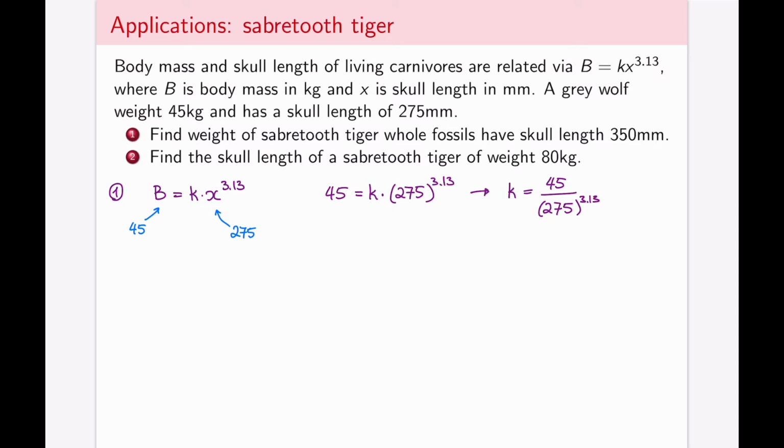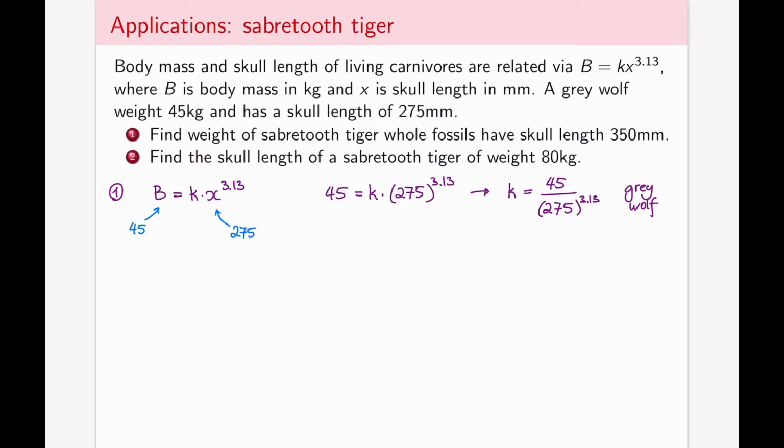So this is my value for k. Again, feel free to plug it into the calculator in order to actually figure this out. So this came from the gray wolf data. So now what about the saber-toothed tiger? For the saber-toothed tiger, I am looking at the exact same allometric relationship, except now I also know the value for k. The body mass and the skull length are going to be different.